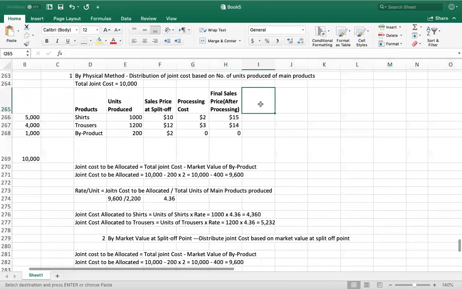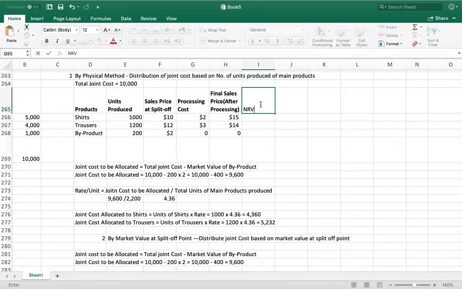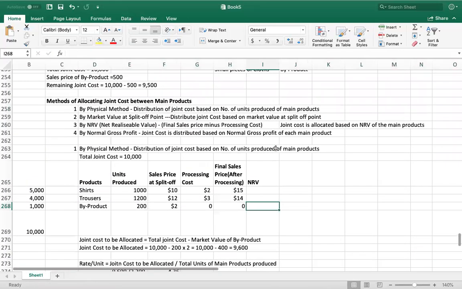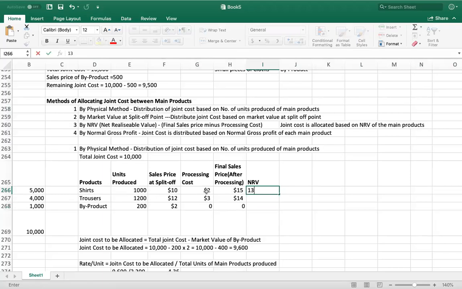So first we will calculate the net realizable value. We discussed how we calculate it: net realizable value is equal to final sales price minus processing cost. So final sales price is how much? 15 minus 2, that is equal to 13. And here, 14 minus 3, that is equal to 11.